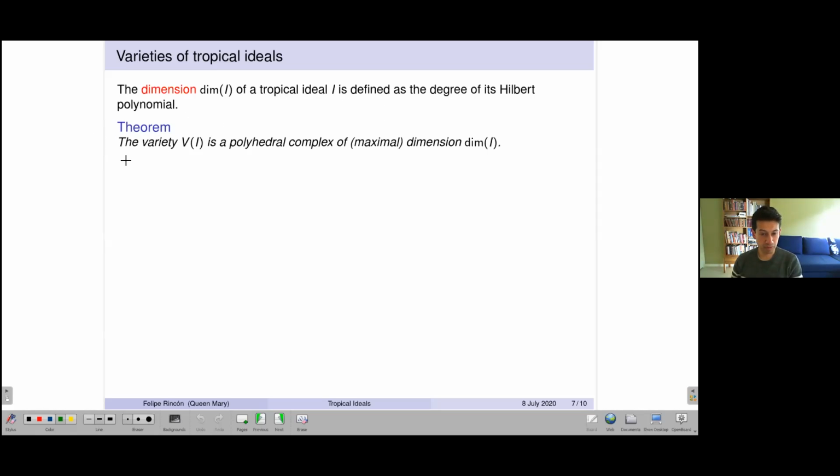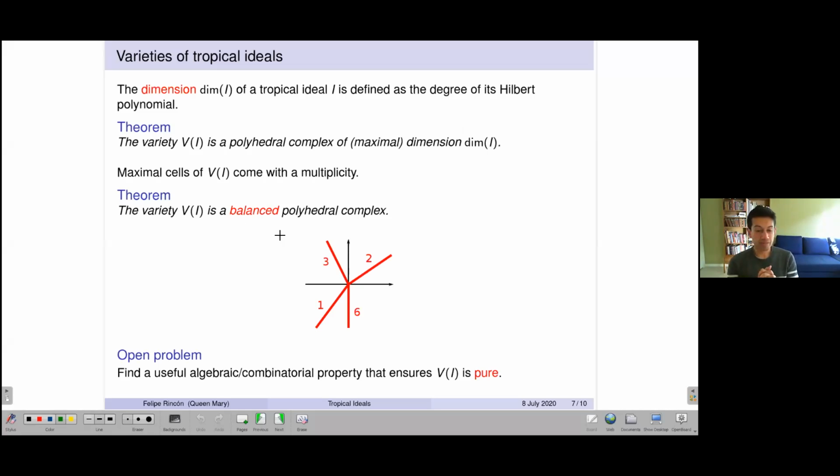This we still haven't posted on the arXiv, but this is a very recent theorem that we're still finalizing the writing of. And it says that also tropically, for non-realizable tropical ideals, the variety of a tropical ideal is a finite polyhedral complex where the cells of maximal dimension have exactly the dimension given by the degree of the Hilbert polynomial. All right. So the Hilbert polynomial is a very useful invariant. Its degree, even for non-realizable tropical ideals, tells you the dimension of the variety of the ideal. Okay, so that's one recent development that we have.